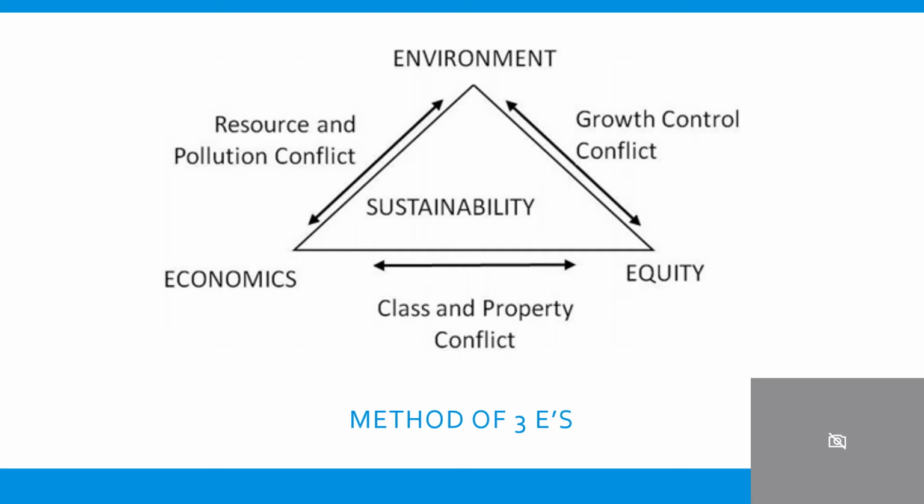Like if you lean more towards economic growth and environmental, it can cause a conflict of depletion of resources or an increase in pollution. Also, if you lean more towards the economy and equity, there can be an increase in poverty. So, achieving a good balance of the three E's is important, which sometimes can be easier said than done.